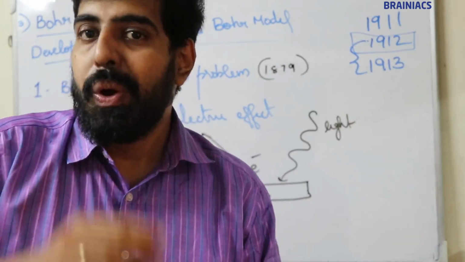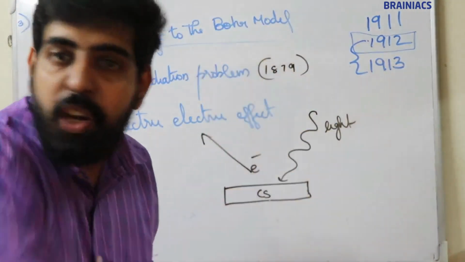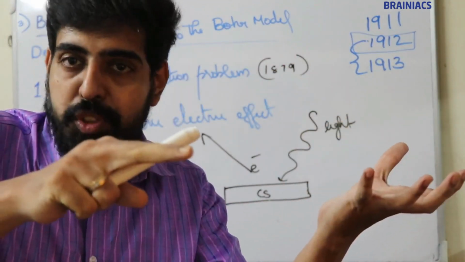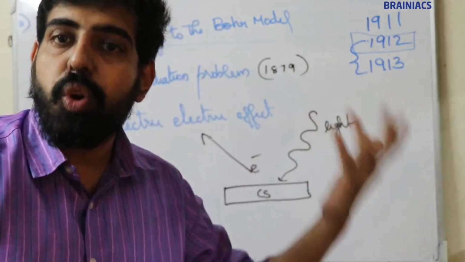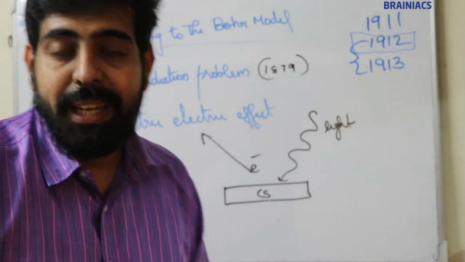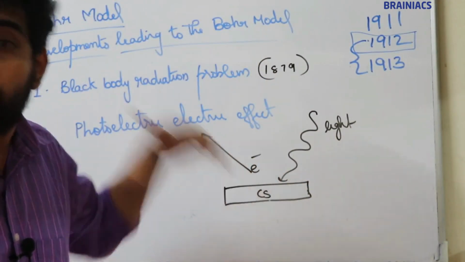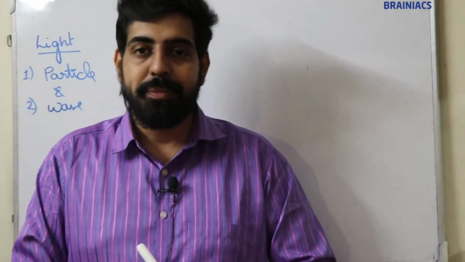So to explain this, Planck proposed Planck's quantum theory, and from it Bohr proposed this model. The next topic is Planck's quantum theory. I think it's clear. These are the two scientific problems faced by those scientists at that time. So, moving on to the next topic.